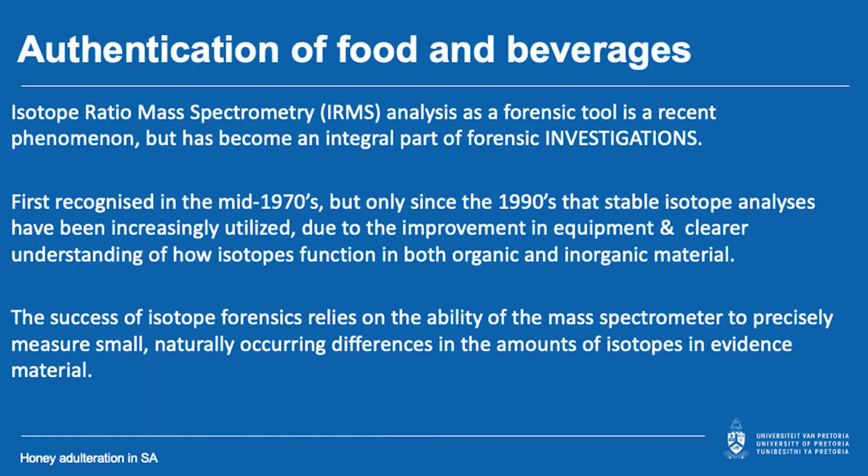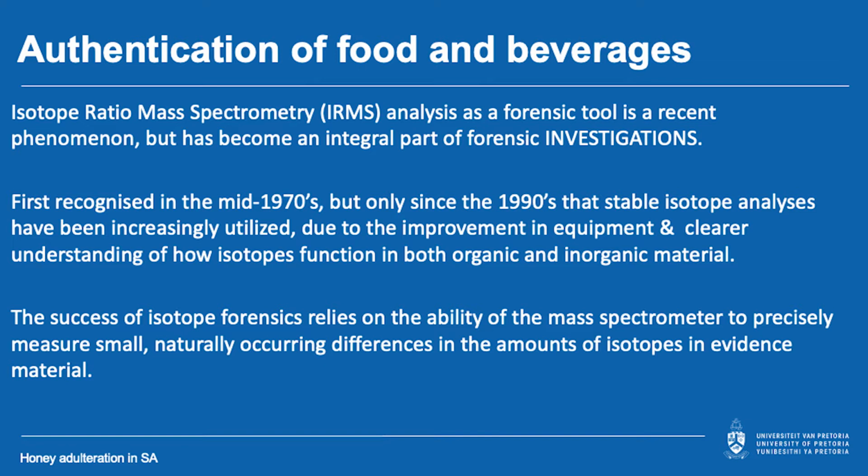I'm going to be talking about stable isotope ratio mass spectrometry, or IRMS, as a forensic tool. The application of IRMS as a forensic tool is relatively recent, but has become an integral part of forensic investigations. And this includes food fraud, but has wider applications as well, including the location and tracing of explosives, various types of drugs, and also the identification and repatriation of unknown human remains.